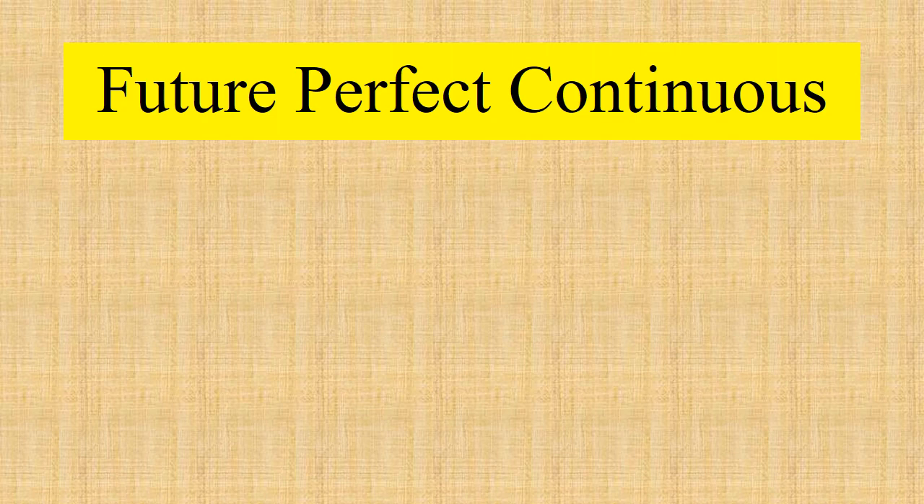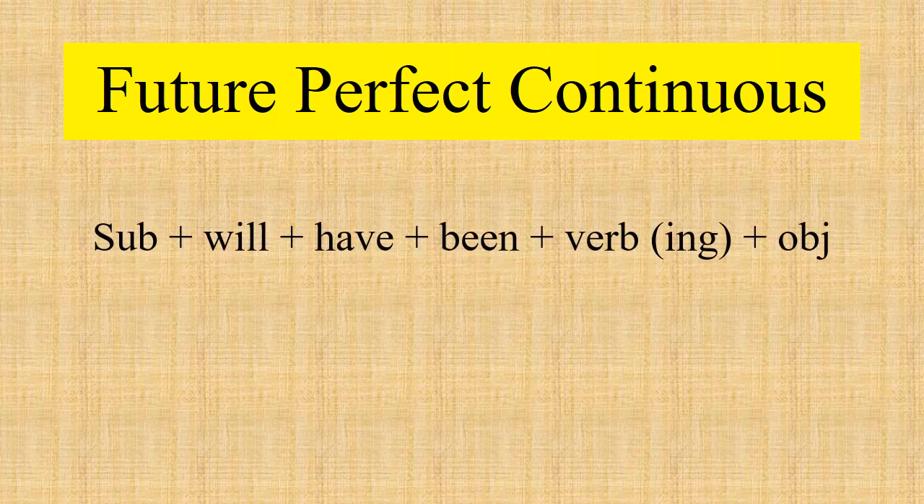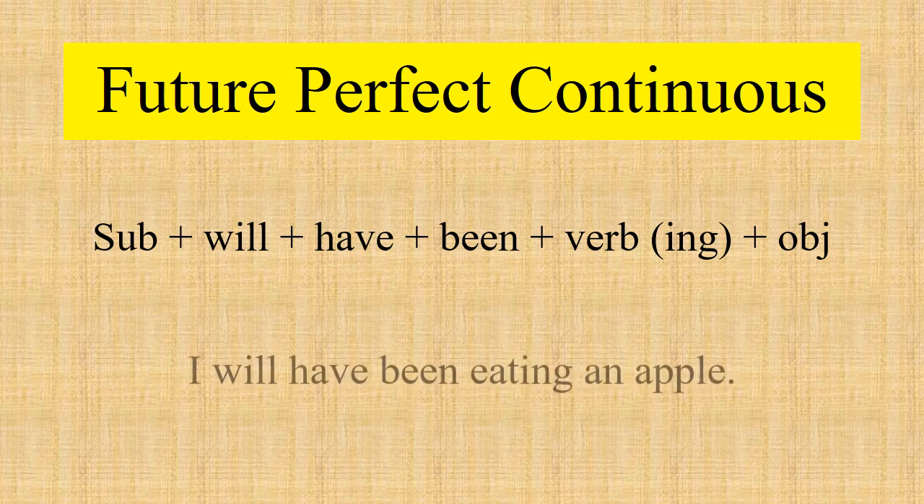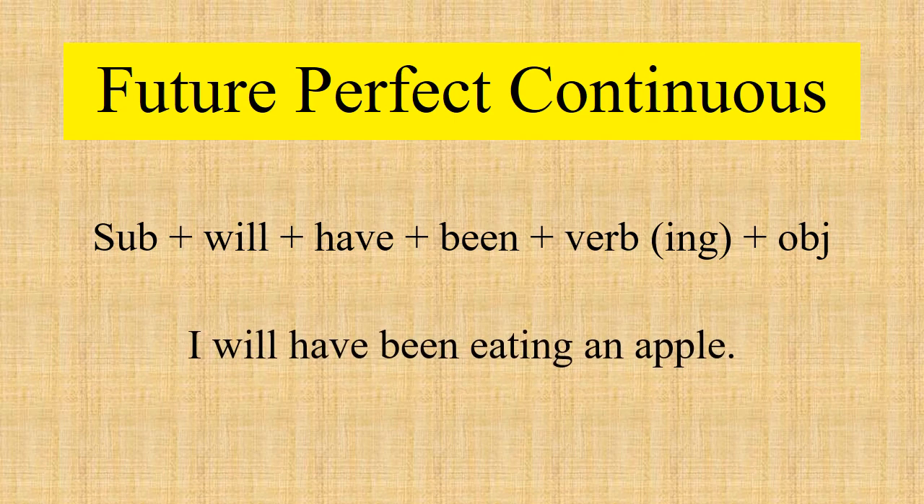Future perfect continuous. The formula is subject plus will plus have plus been plus verb with an ing plus object. I will have been eating an apple. I is the subject, will have been eating, verb with an ing, object, an apple. I will have been eating an apple.